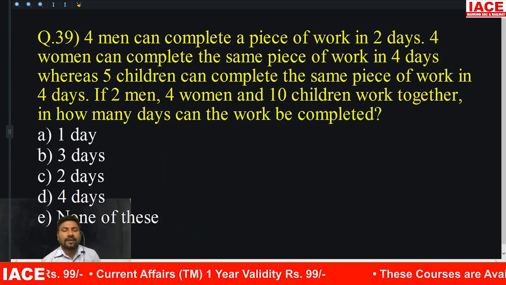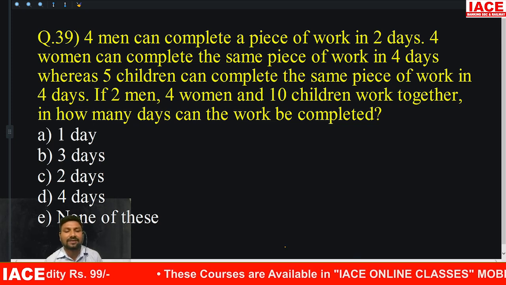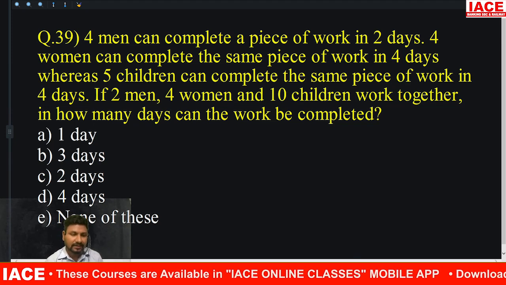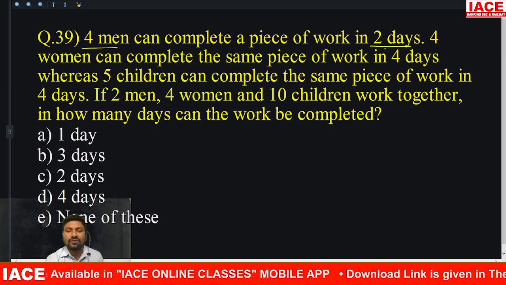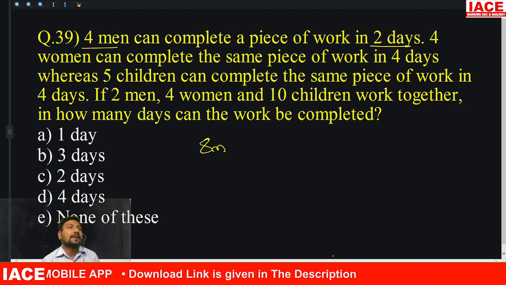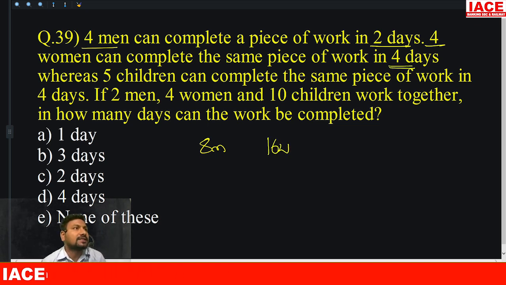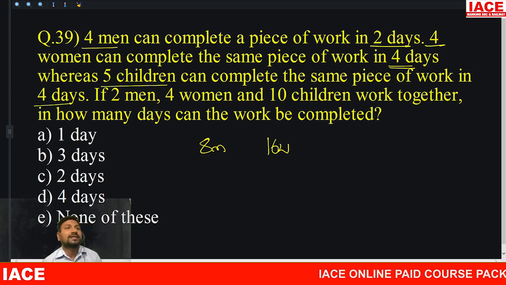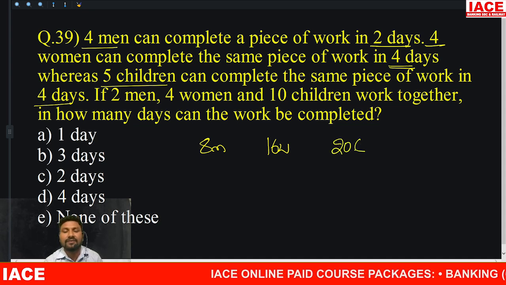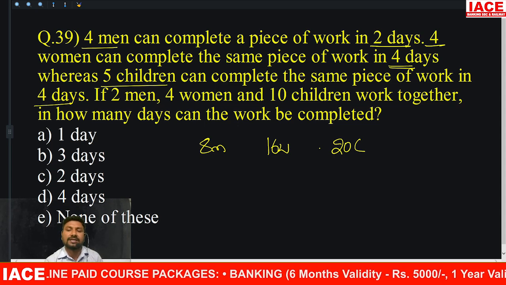Then option. 4 men complete a piece of work in 2 days. 4 women can complete the same piece of work in 8 days, whereas 5 children complete the same piece of work in 4 days. 4 men complete a work in 2 days, so 8 men complete a work in 1 day. Next, 4 women complete a work in 4 days, so 16 women complete a work in 1 day. Next, 5 children complete a work in 4 days, so 20 children complete a work in 1 day. Am I right? 4 5s are 20, 4 4s are 16 and 4 2s are 8.